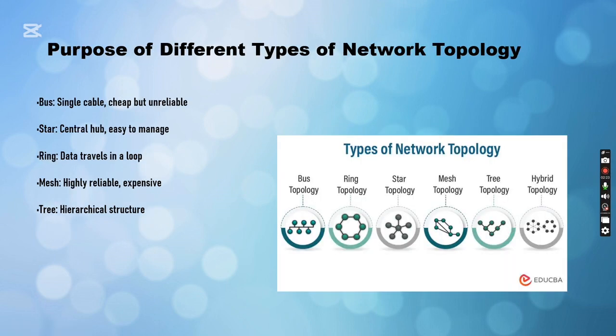Purpose of different types of network topology. Bus topology: single cable, cheap but unreliable. Star topology: central hub, easy to manage. Ring topology: data travels in a loop. Mesh topology: highly reliable and expensive. Tree topology: hierarchical structure.